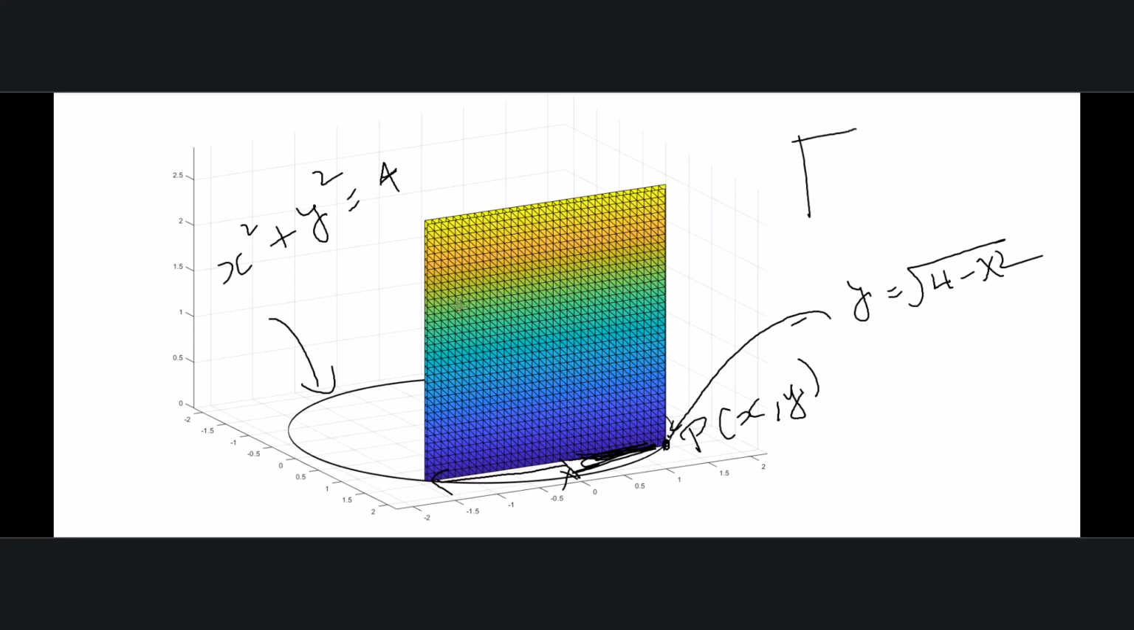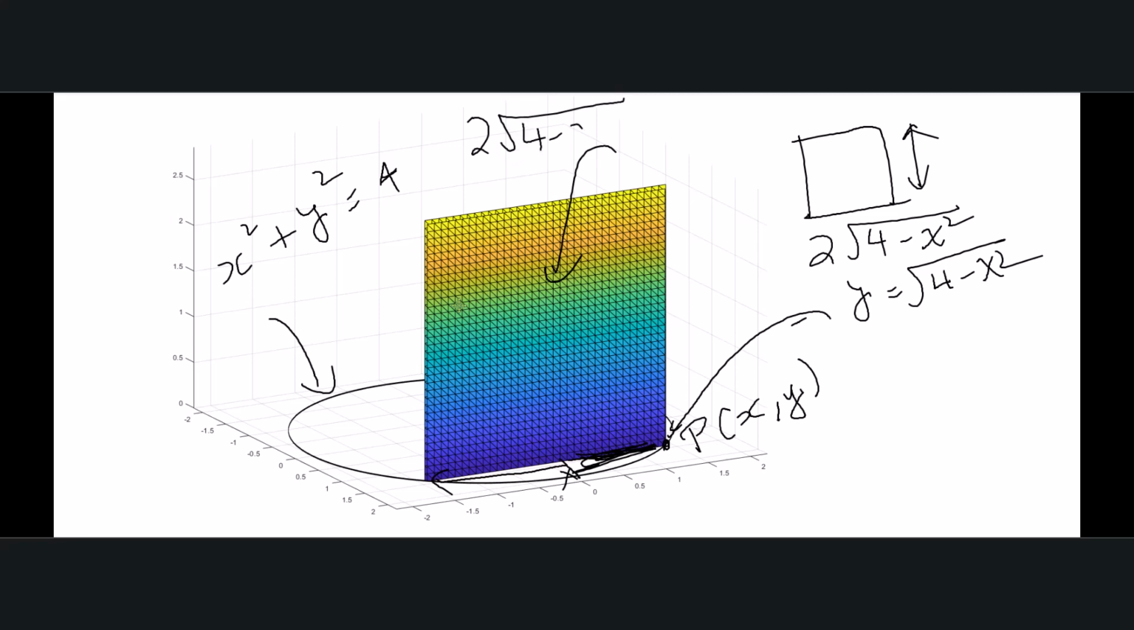So how much is a side of this square? That equals this quantity, and then this will be the same quantity. So the area of the face would be 2 square root of 4 minus x squared, whole squared. So that will be 4 times 4 minus x squared. Not a square, I'm so sorry. So just 4 times (4 minus x squared).